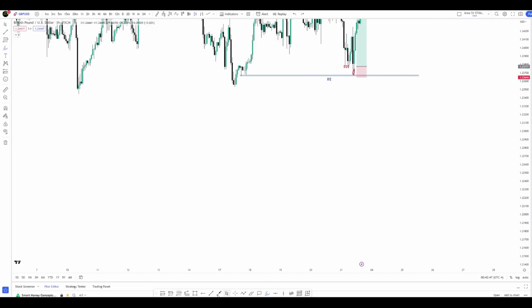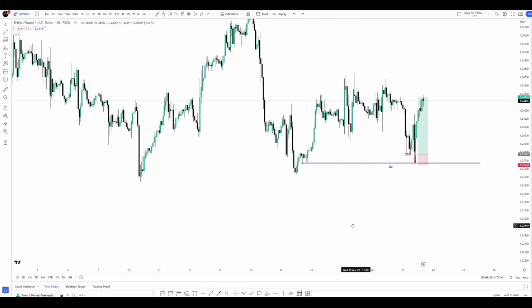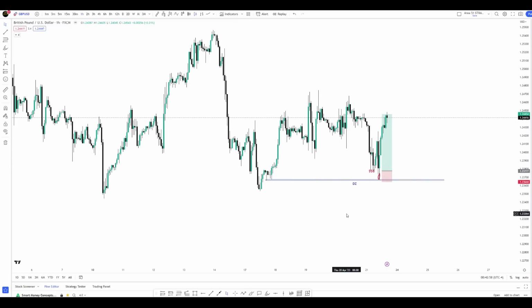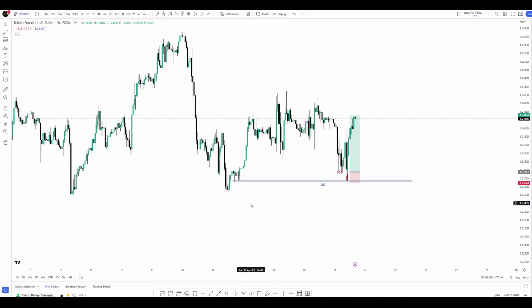Now let me show you guys a trade that I took today using this same scenario. Here we have GBP USD. This is the pair that I usually trade.